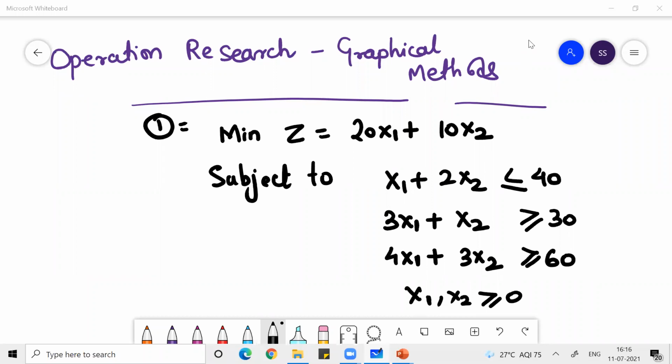Now I want to solve this problem, guys. There are many ways to solve this problem. You can solve it by the simplex method. You can solve it by using the MS Excel Solver function. You can solve it by using the graphical method. I'll teach you how to solve the same problem in Excel.